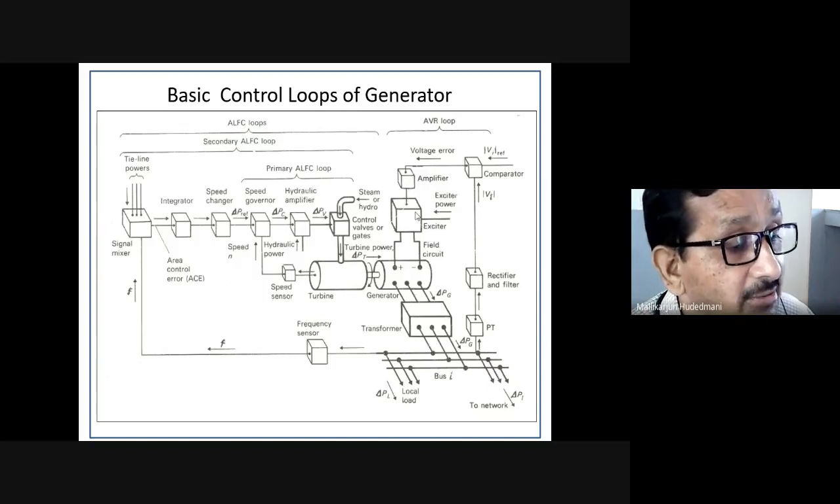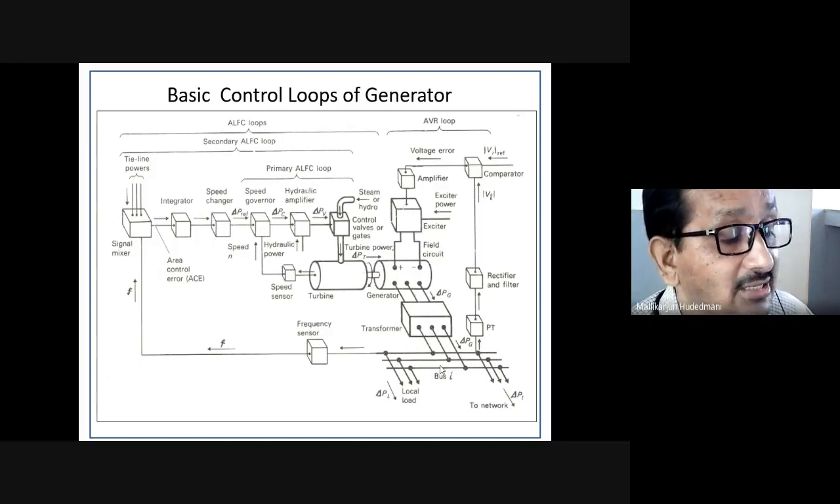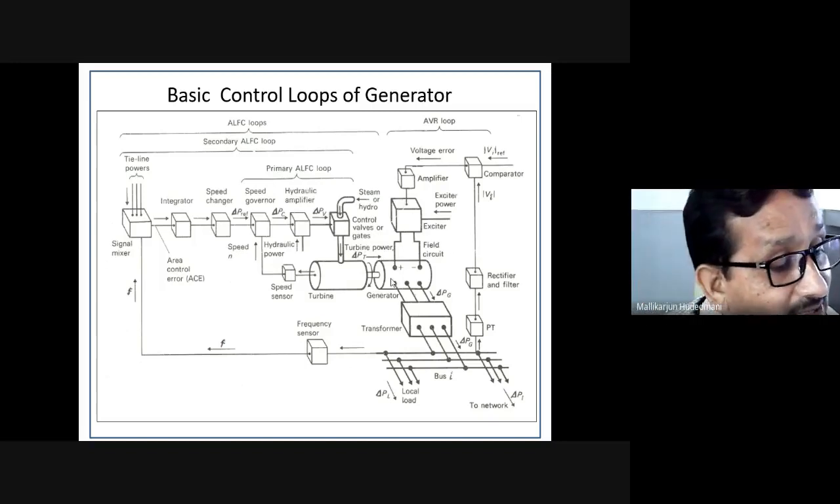Independently, this loop is acting and functioning to see to it that the exciter corrects its required feed supply to manage the terminal voltage as required. This is the part of automatic voltage regulation. I will magnify it and explain once again, no problem. I will come to the other side.